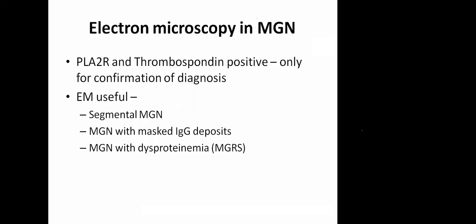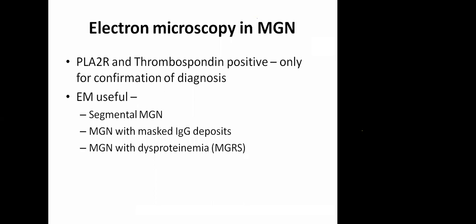So the role of electron microscopy in MGN is very limited. If PLA2R or thrombospondin are positive, then the role of electron microscopy is mainly for confirmation of the diagnosis and for staging membranous, whether it is stage 1 or stage 4. But EM will be useful in cases where you find the morphology is very early MGN. There is no definite thickening, and you find very segmental IgG staining.